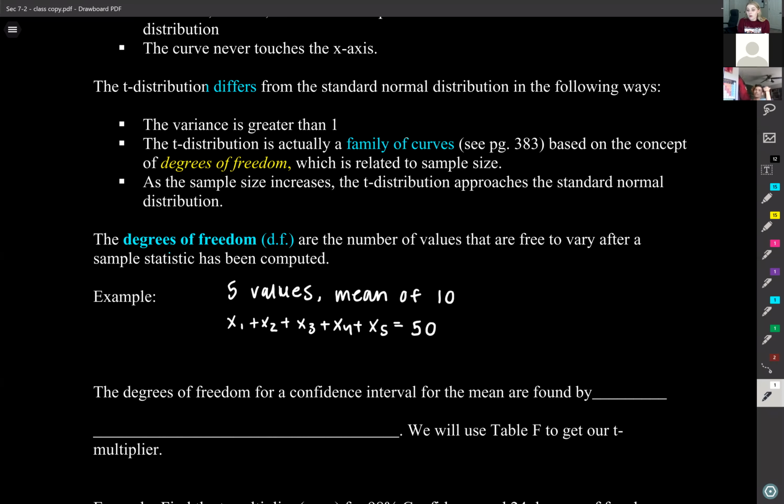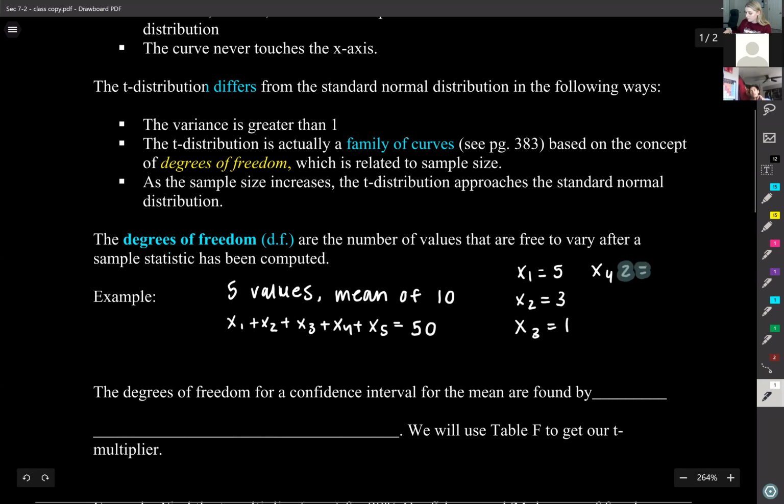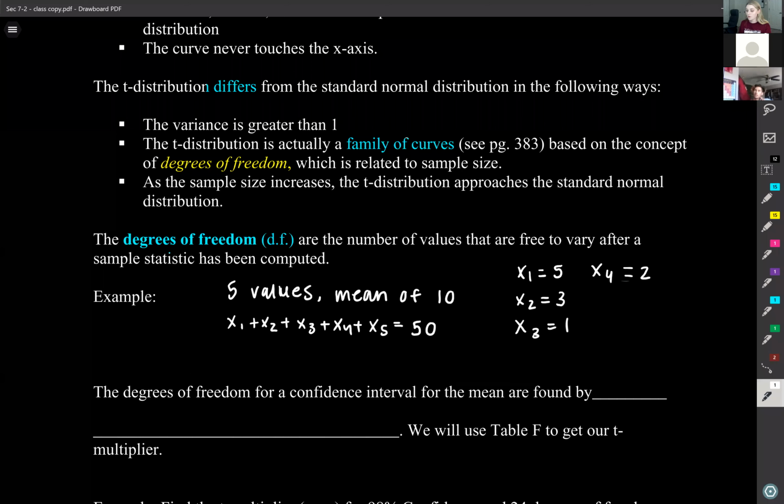Okay, so let's just pick the first 4. Let's say x1 is 5, x2 is 3, x3 is 1, x4 is 2. If I add these up, I have 5 plus 3 is 8, plus 2 is 10, and then plus 1 is 11. So far I have 11, but when I sum all my values up, I need to have 50. So I know that my last value needs to be 39. I don't have a choice. It has to be 39, because if it's not 39, they're not going to sum up to be 50, and that doesn't satisfy the fact that the mean is 10.